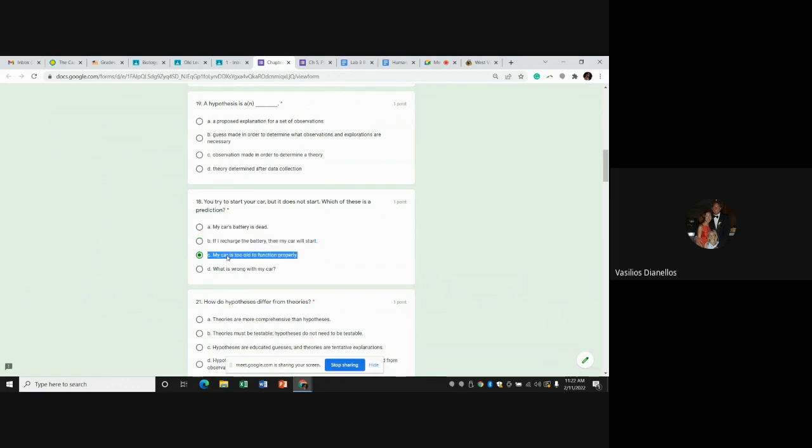My car is too old to function properly. You can't really test that. That's not really specific enough. And it's certainly not a prediction because you're not describing how you're going to test it. So that's not a hypothesis or a prediction. What is wrong with my car? Question mark. Obviously, it has a question mark. If it has a question mark, it's a question. It's not an observation. It's not a hypothesis. It's not a prediction. It's not an experiment.